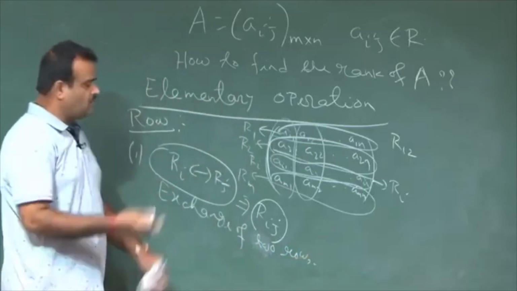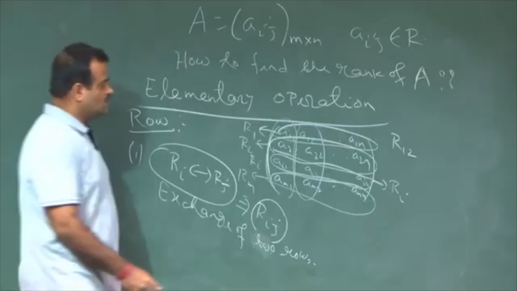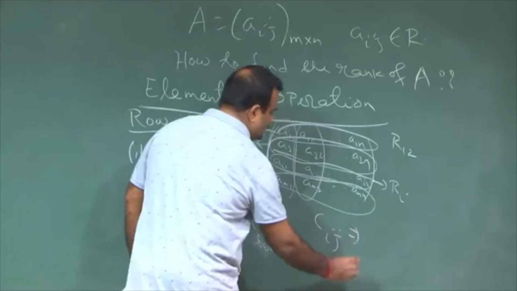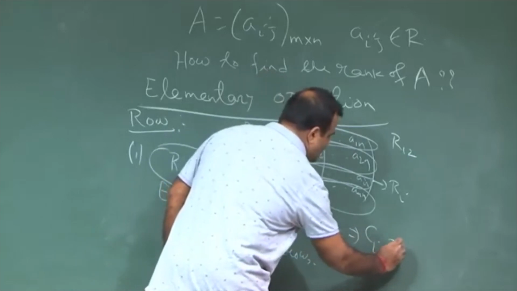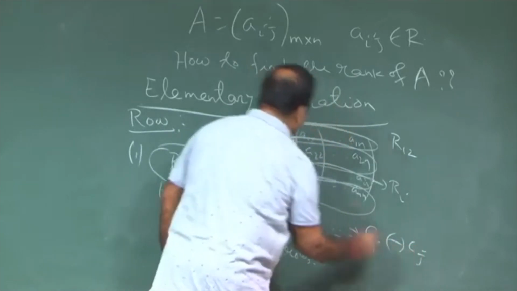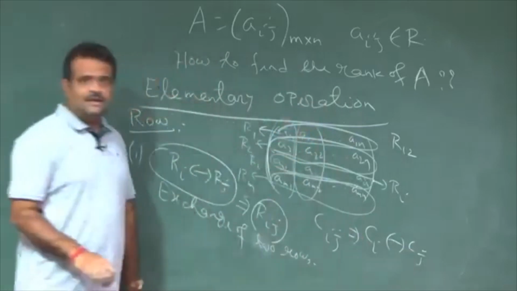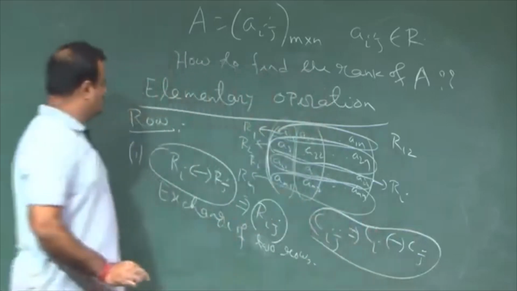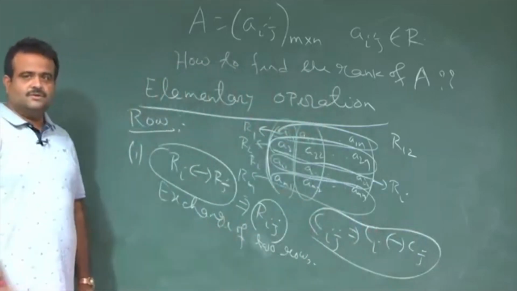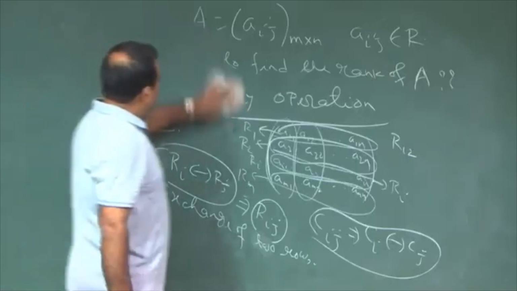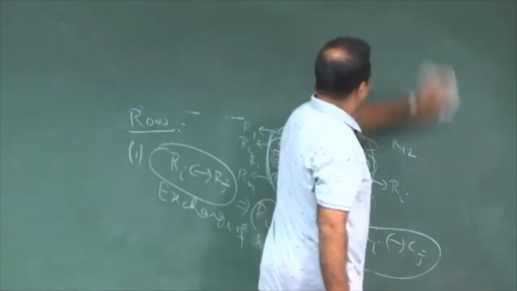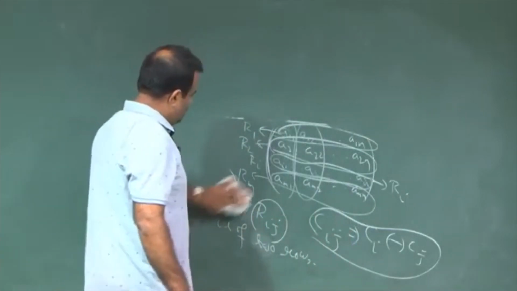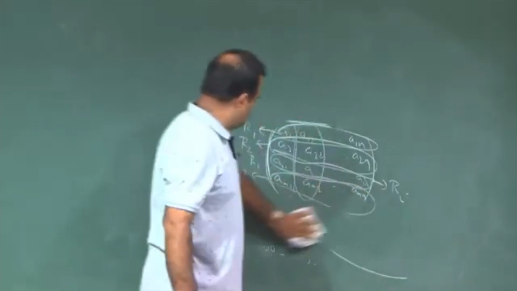And similarly, we can do this for columns also, exchanging two columns. So, we have Cij. This means Ci and Cj, the ith column and jth column, both get exchanged. So, this is the column operation. Okay. Another operation is we can multiply a constant with any of the rows, or for columns, any of the columns.